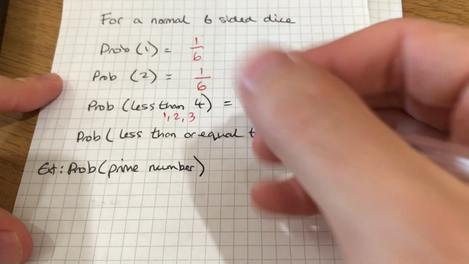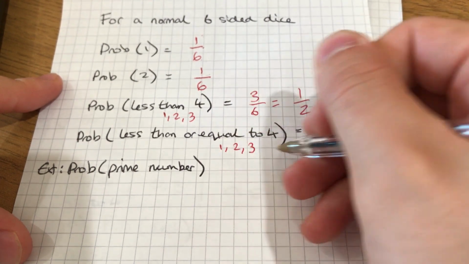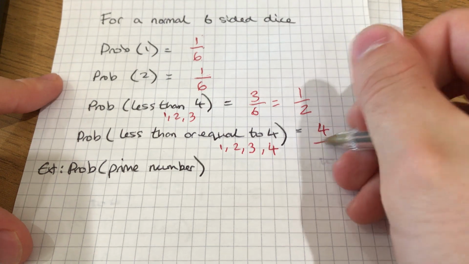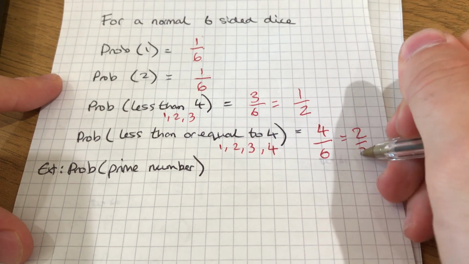Less than or equal to 4, so that's 1, 2, or 3. Or equal, is 4 equal to 4? Of course it is, so 4 is in there too. 4 out of 6, which is 2/3.